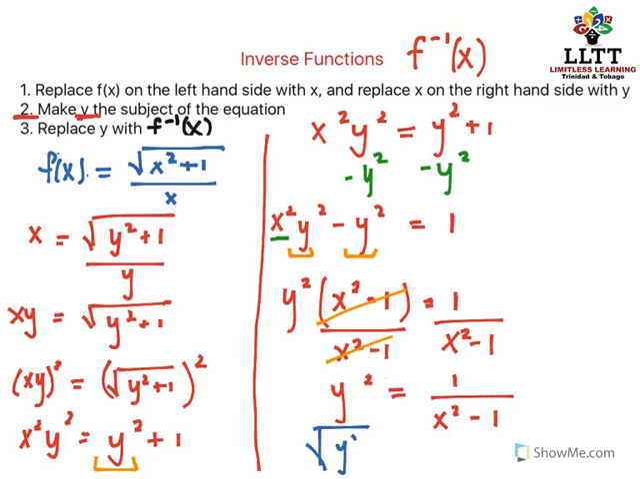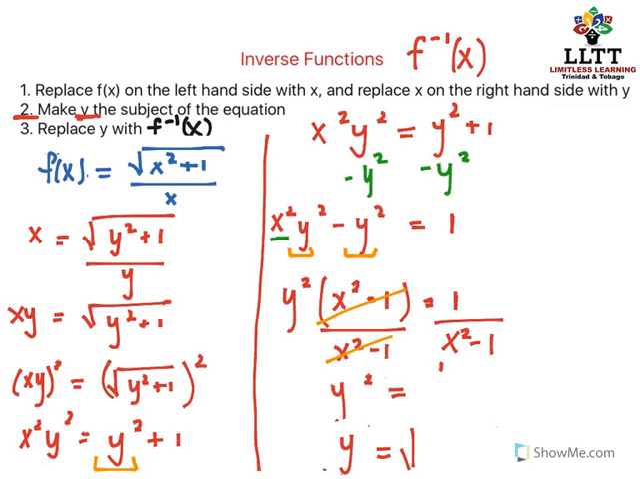Let me put it in another color for the moment. I get the square root of y squared is equal to the square root of 1 divided by x squared minus 1. Or you can say, when you take the square root, you take the square root of each of top and bottom. So that will be the square root of 1 divided by the square root of x squared minus 1. Right? So the square root of y squared is going to be y.